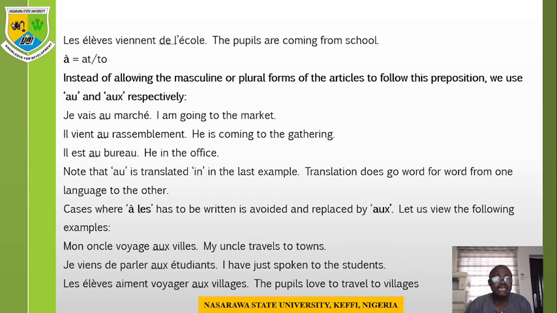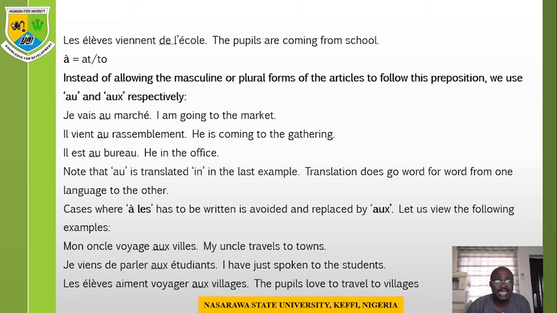Il vient au rassemblement. He is coming to the gathering. Il est au bureau. He is in the office. Note that au is translated as in in the last example. Translation does not go word for word from one language to the other.